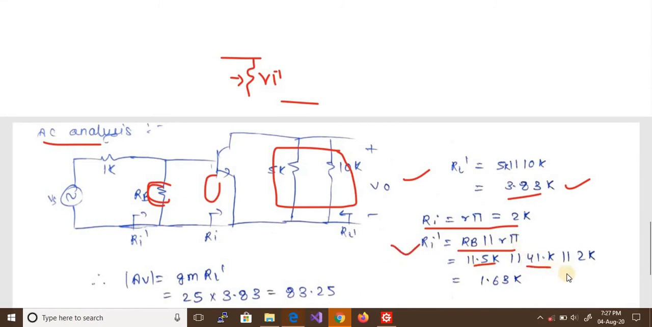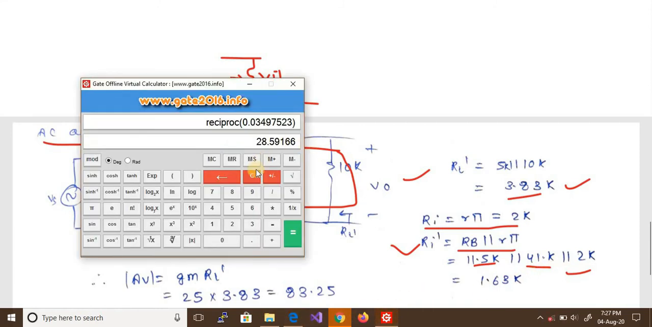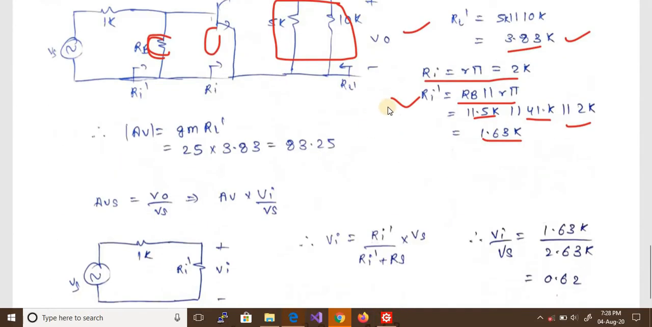Again here you are going to use the calculator. Let me show you: 11.5 take inverse, plus 41.1 take inverse, plus 2 take inverse, and take inverse of this. You will get 1.63K. Here you can see how easily you can use the calculator and reduce your time for this step. So you got your RL dash, and you got this internal input resistance also.